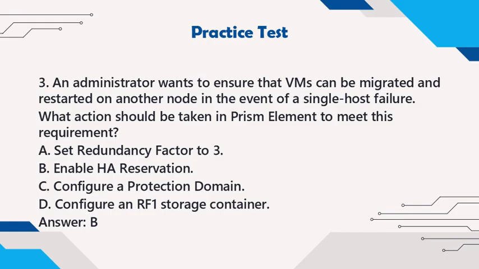3. An administrator wants to ensure that VMs can be migrated and restarted on another node in the event of a single host failure. What action should be taken in Prism Element to meet this requirement? A. Set redundancy factor to 3. B. Enable HA reservation. C. Configure a protection domain. D. Configure an RF1 storage container. Answer: B.